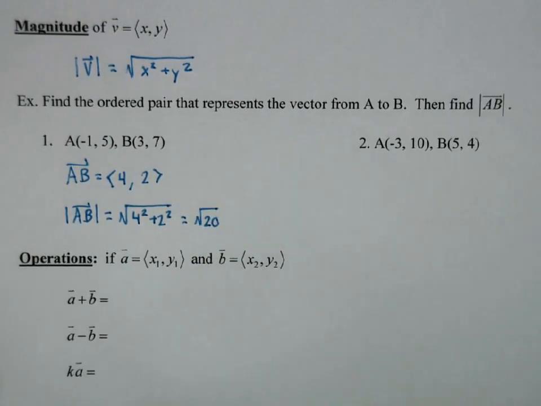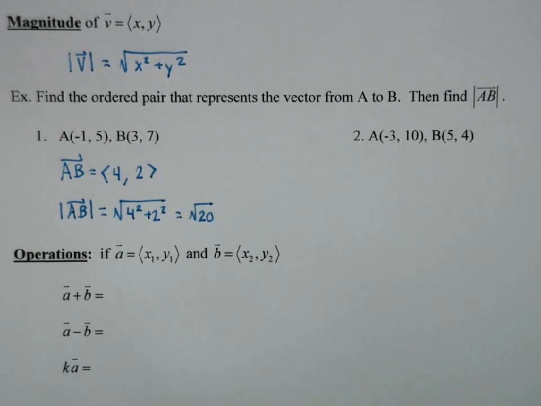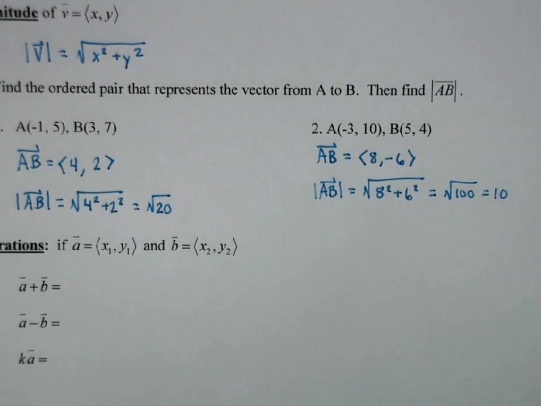So give number 2 a try. Okay, so we're going from -3 to 5, so that's +8. Going from 10 to 4 is down 6, so we get a -6 there. And then when we do our Pythagorean theorem, we get the square root of 100, which is 10.